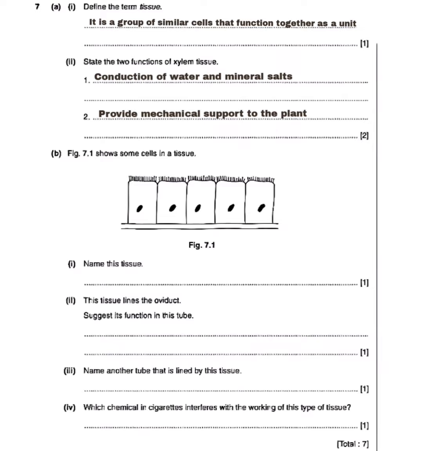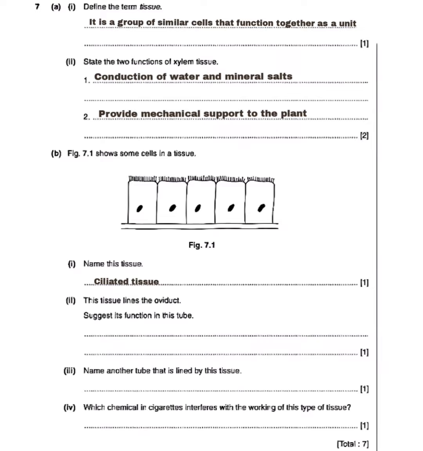So this tissue is called the ciliated tissue. What enables me to identify that this one is the ciliated tissue? This is because of the presence of the cilia. Then Roman numeral number 2 is saying, this tissue lines the oviduct.